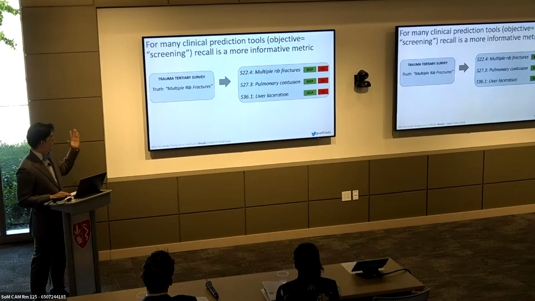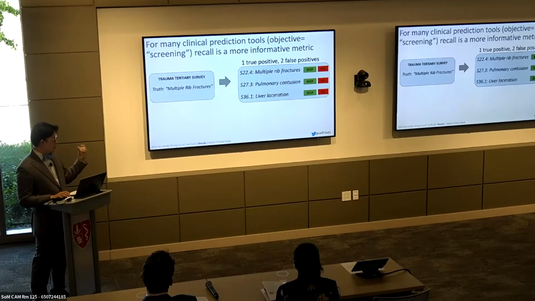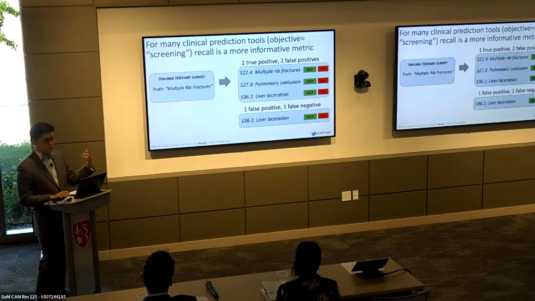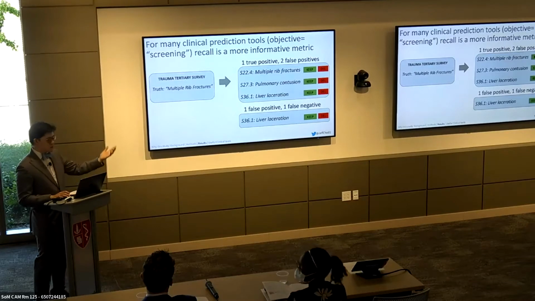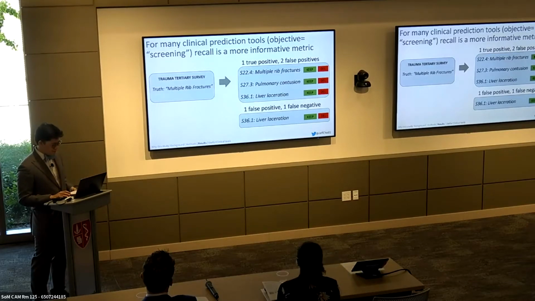So let's take an example of a patient who suffered only one injury, rib fractures. And let's say that one model outputted 3 predicted outcomes. So 1 true positive at the top and 2 false positives below. And imagine a second model outputted just one wrong prediction. So it'll be 1 false positive and a false negative.